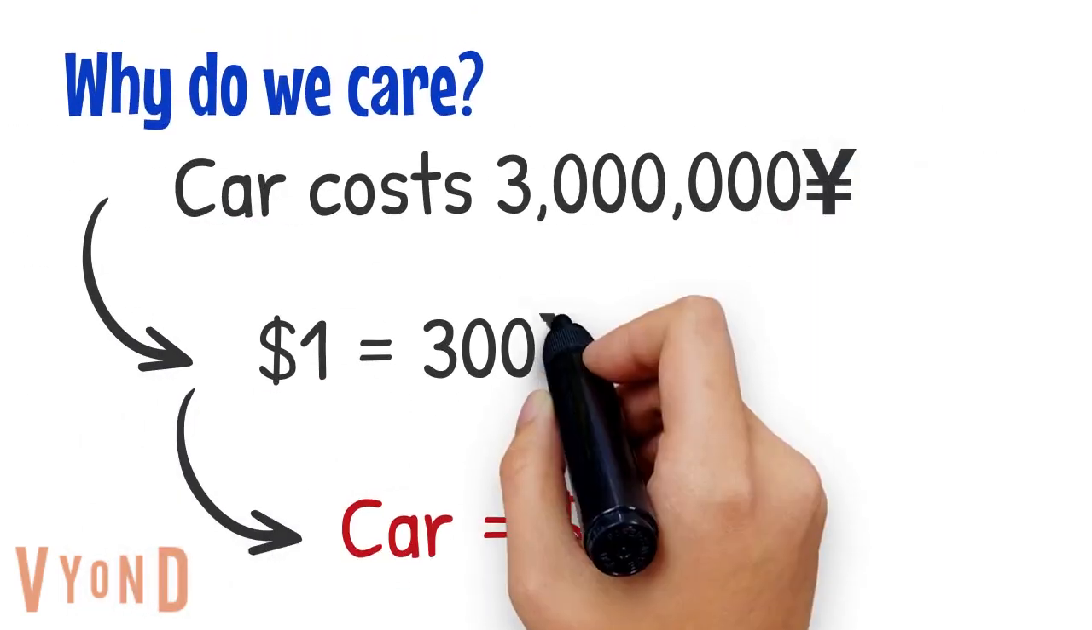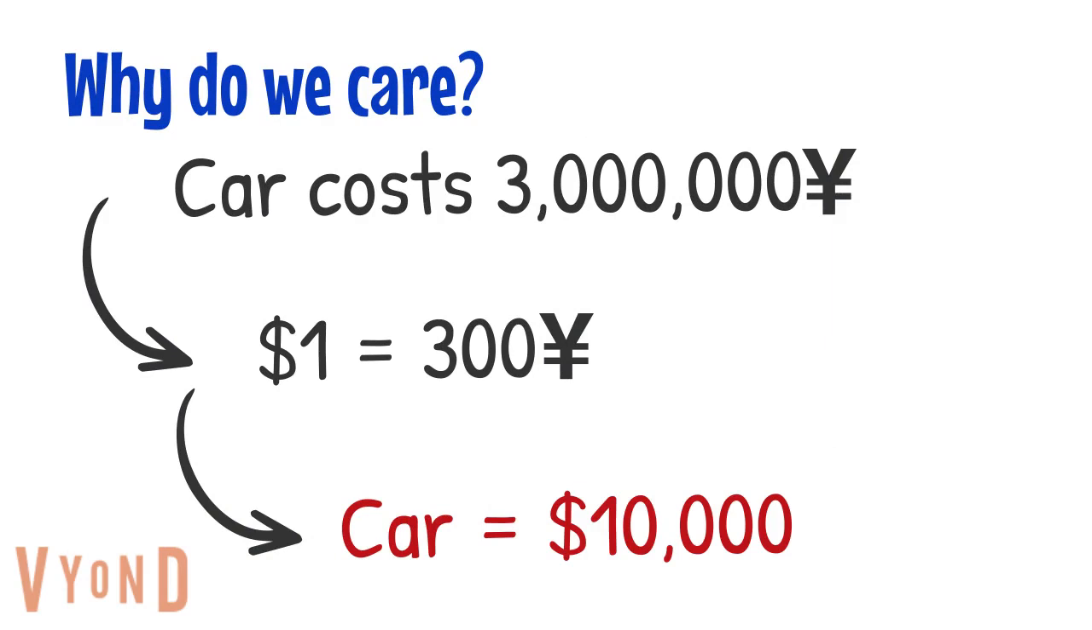All right, so why do we care about all this? Well, let's suppose that we want to buy a car and that car costs 3 million yen in Japan. And let's also suppose that $1 equals 300 yen. If we do the math, we see that that car should cost $10,000 in the U.S., not counting transportation or whatever else. $10,000 at 300 yen a dollar would buy the 3 million yen necessary to buy that car.